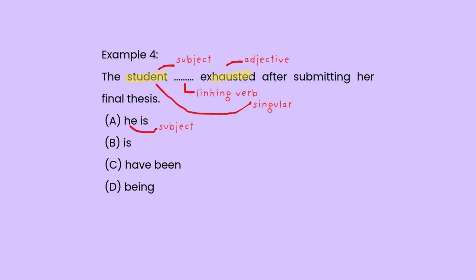Option C, have been, is used for plural subjects or with I or you, but the student is singular, so it doesn't match. Option D, being, is a participle and needs a helping verb to work. Option B, is, is the correct singular present tense form of the verb to be and completes the sentence correctly. So the correct answer is B. The student is exhausted after submitting her final thesis.